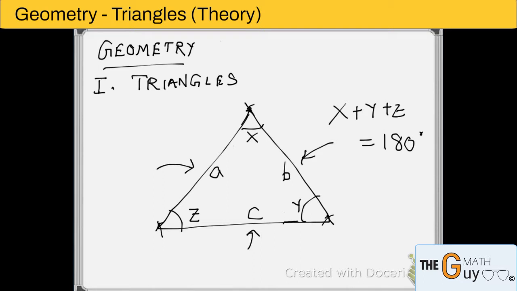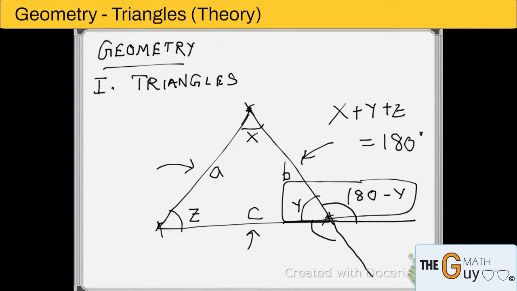If you extend one of these sides, like this, you get an exterior angle over here, and this is 180 minus Y. This is called an exterior angle to the triangle. If there are three interior angles, there will be three exterior angles. Every interior angle has one exterior angle complementary to it, so these two add up to 180. It doesn't matter which side you extend. Even if I extend this side, this angle would still be 180 minus Y. These two angles are known as vertically opposite angles. They are equal to each other. So it doesn't matter which side you extend.